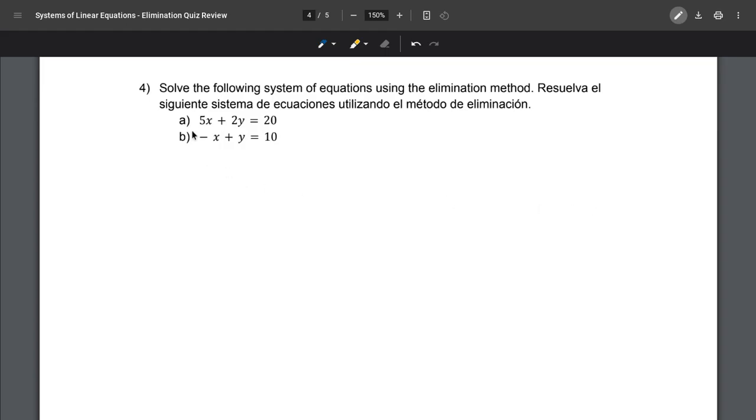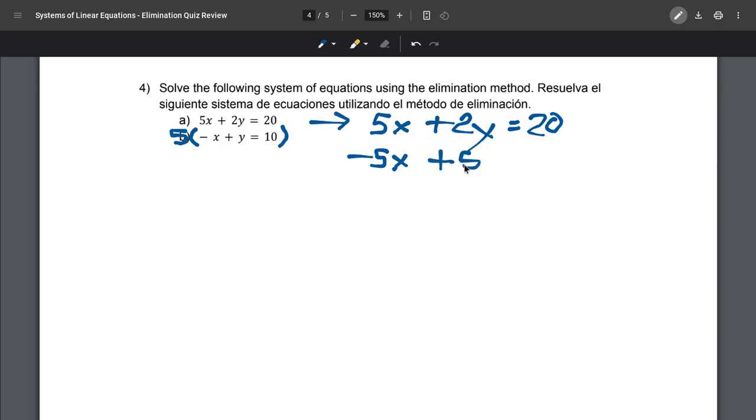I would suggest multiplying the bottom equation here by 5, because if I do that, that's going to give me a -5x on the bottom. All right, so the top is going to stay the same. It's going to be 5x plus 2y equals 20. And the bottom is going to be minus 5x plus 5y equals 50.